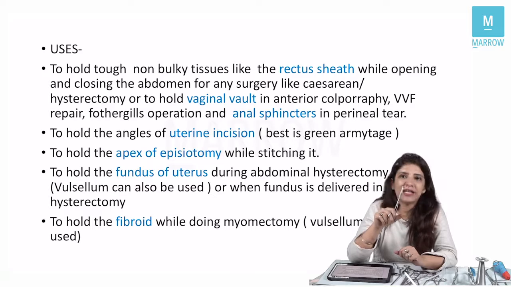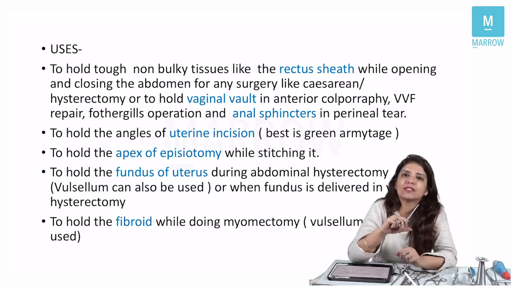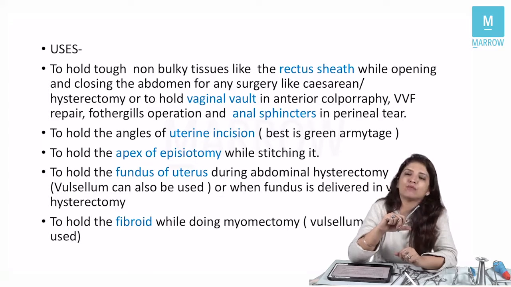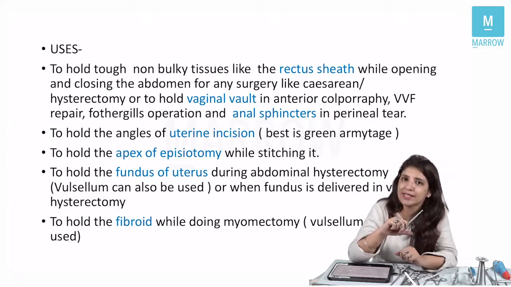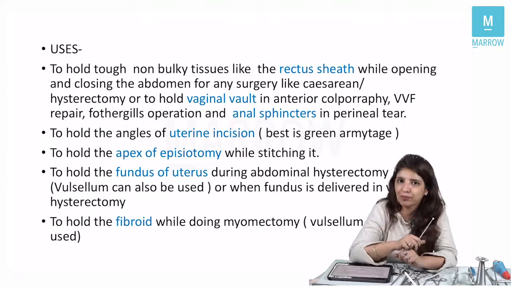Now, the complete name of this is Alice tissue holding forceps. See, I told you that if the female is a pregnant female and if you want to hold the lips of the cervix, then you use a sponge holding forceps. If the female is a non-pregnant female and she is multiparous, then you use a Cellum. If she is a nulliparous female and she is non-pregnant, then you use a Tenaculum.